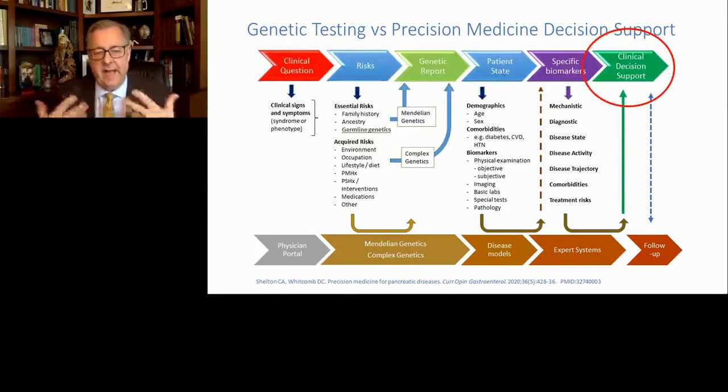What other factors do they have? What biomarkers are there of disease? Is it active or not? Are there imaging findings? What laboratories are abnormal? Is there pathology? That information is put into an expert system that helps discern the mechanism of disease.